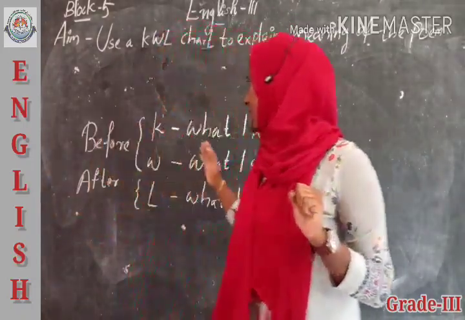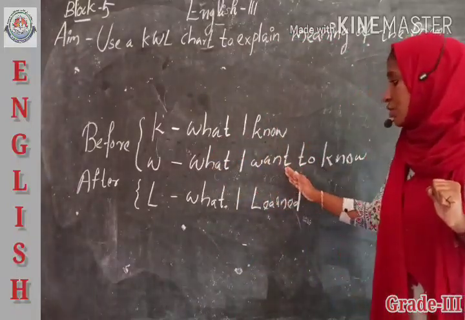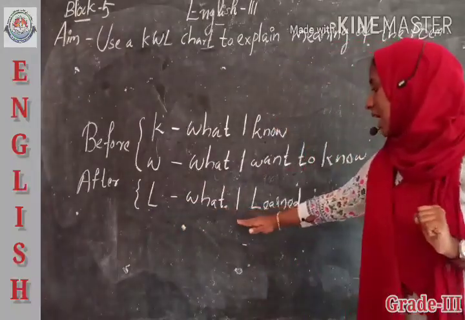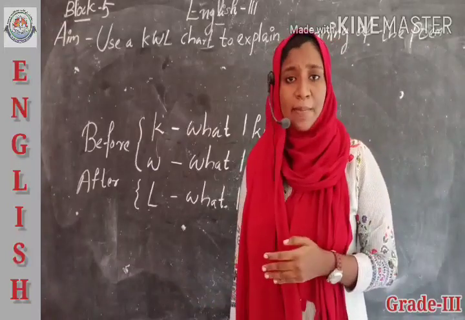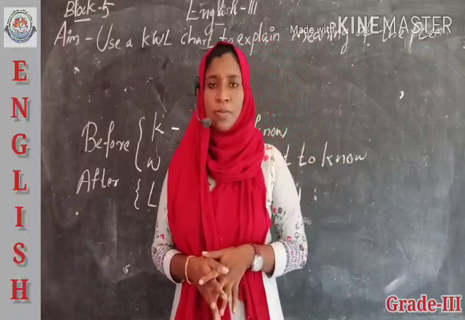That means in the first column we have what I know, and in the second column we have what I want to know, and the third column, the L column, we have what I learned. That means this column we have to write after completing that poem. Okay, is it clear? So shall we move to the poem? Okay.